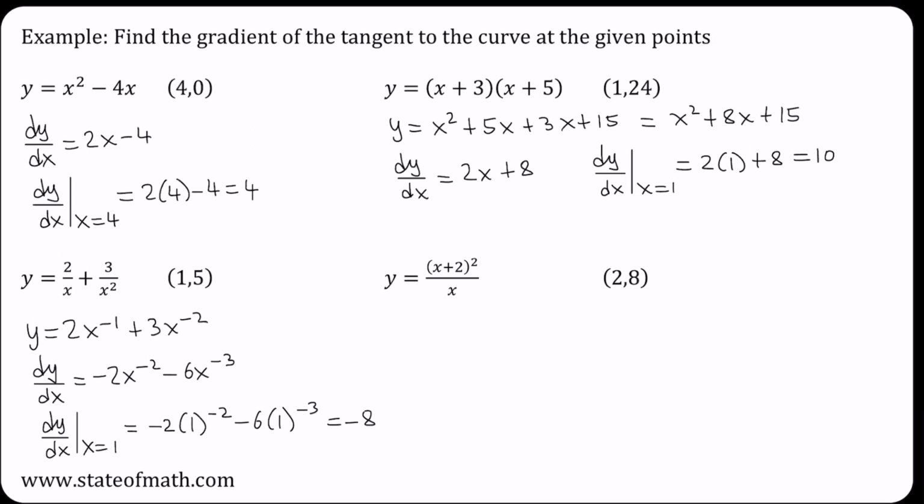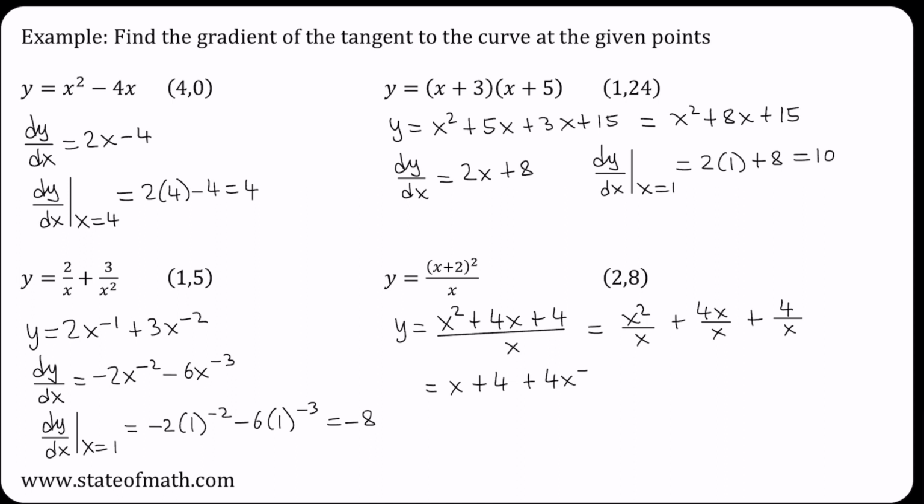In the final example, we've got y is x plus 2 all squared over x. So I will actually start by expanding the numerator to get x squared plus 4x plus 4, all of it over x. I can write this on a term by term basis, so it's going to be x squared over x plus 4x over x plus 4 over x. This simplifies into x plus 4 plus 4x to the negative 1.